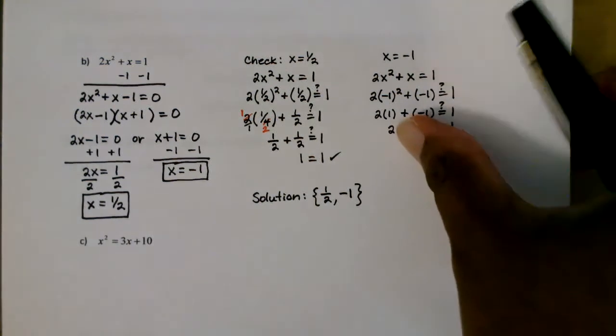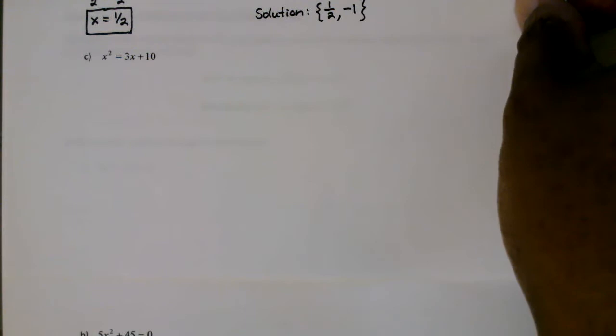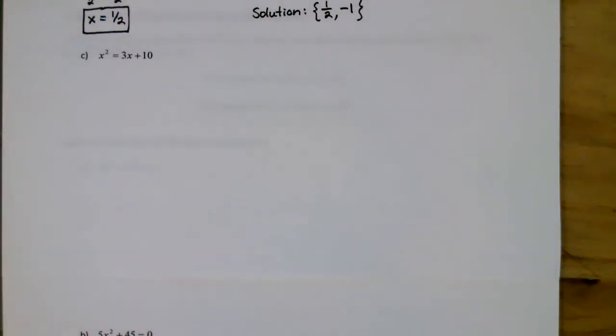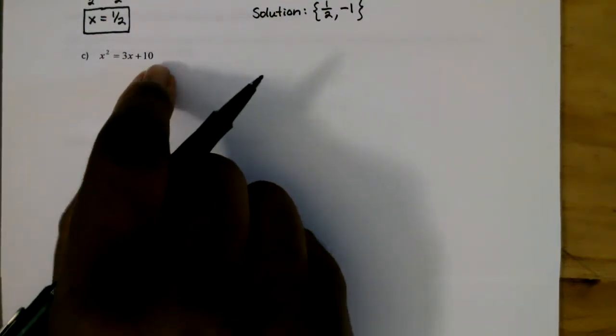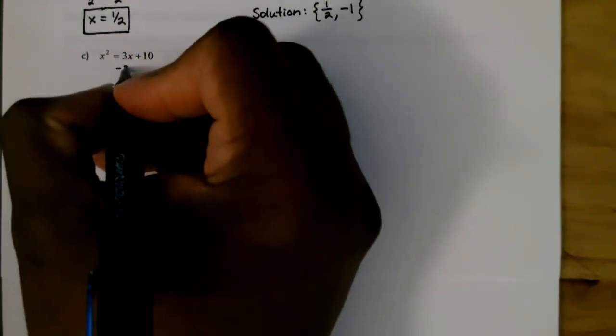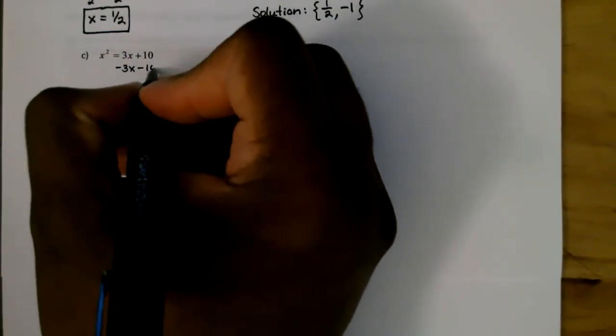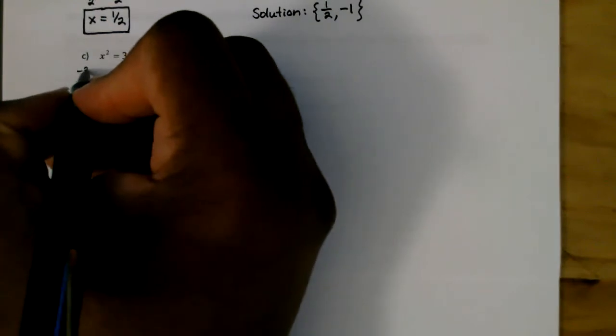Okay, here's one more of these. x squared is equal to 3x plus 10. And here I want to solve this quadratic equation. Well, it's not written in general form, so that means I need to move terms over to the other side so I can get a 0 on one side of this equation. So I need to move the 3x and the plus 10 over to the other side. I'm going to do that by subtracting 3x and subtracting 10 on both sides.